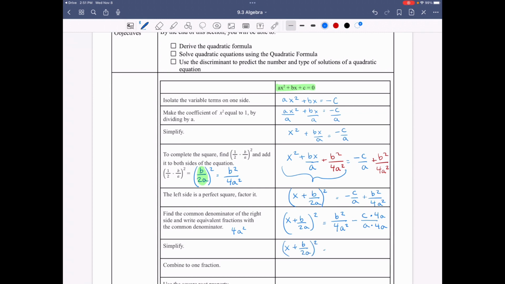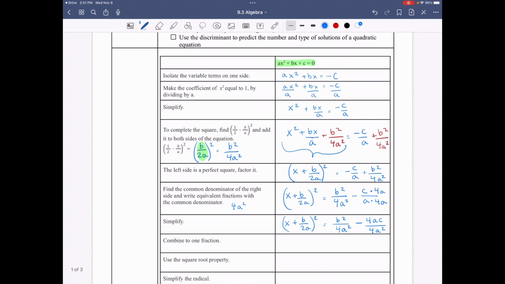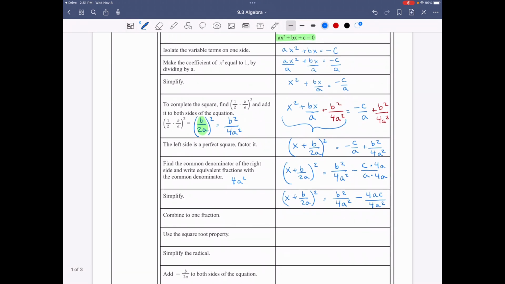Just bring it down. And then bring down this piece, b squared over 4a squared, minus, then we have 4ac over 4a squared. The next step is telling us to combine it as one fraction. Just copying down the left side again. The right side combines into one fraction.